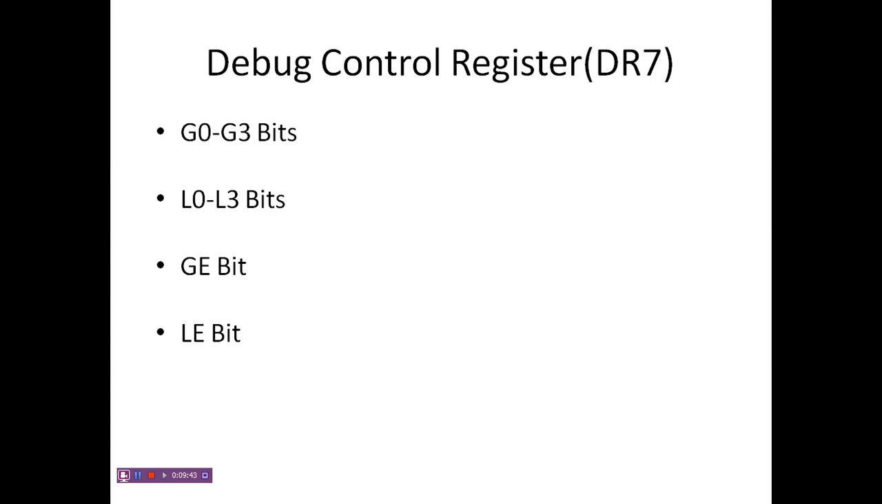The LE and GE bits, that is local exact and global exact bits. If either LE or GE is set, the processor slows execution so that the data breakpoints are reported on the instruction that caused them. It is recommended that one of these bits be set whenever data breakpoints are in use. The processor clears the LE bit at a task switch but does not clear GE, the global exact bit.